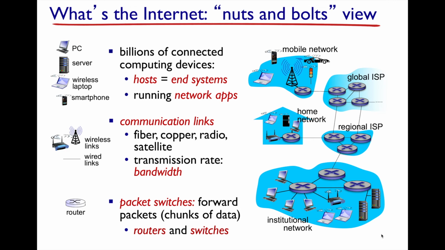Any questions about this? Does this make sense? So we have these three classes of components. We have our end systems, we have our communication links, and we have our packet switches. And together, I'll get to your question in a moment, together they give rise to communications. Okay, questions?